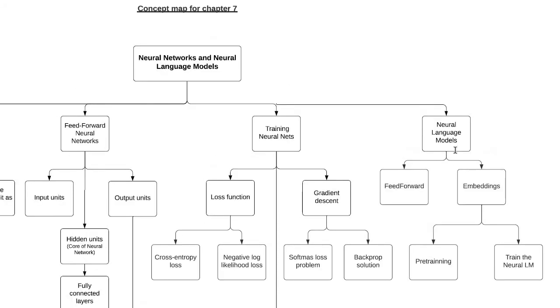Now I'm going to talk about the last part, neural language models. A neural network language model is a language model based on neural networks, exploiting their ability to learn distributed representations. The goal of language modeling is to estimate the probability distribution of various linguistic units: words, sentences, etc. It has two parts: feed-forward and embedding.